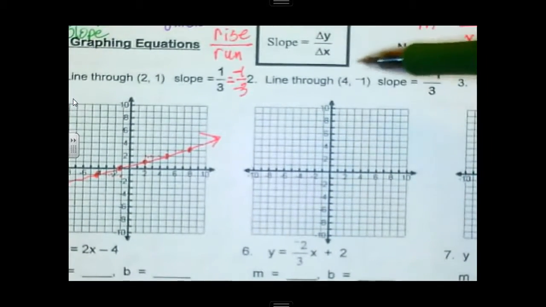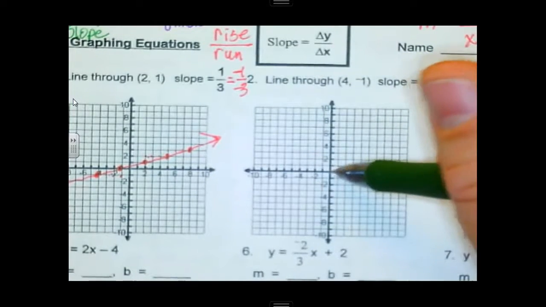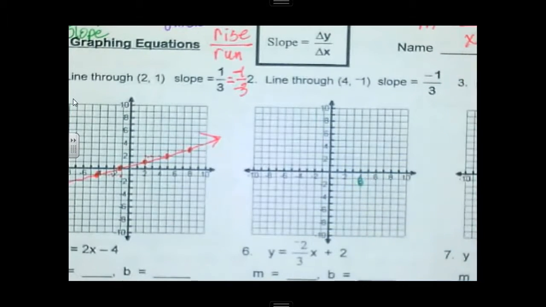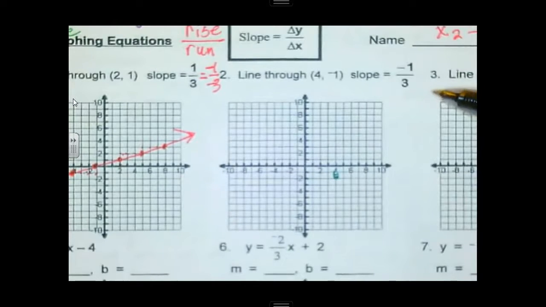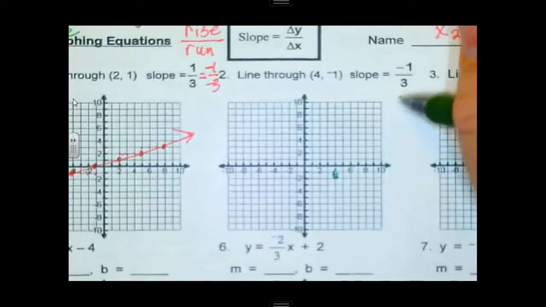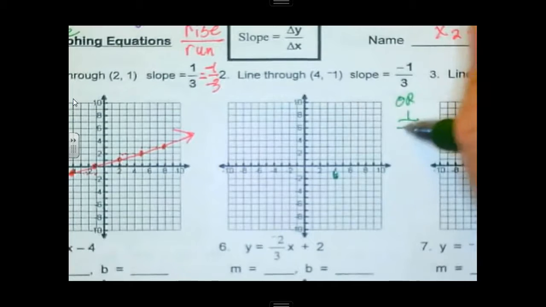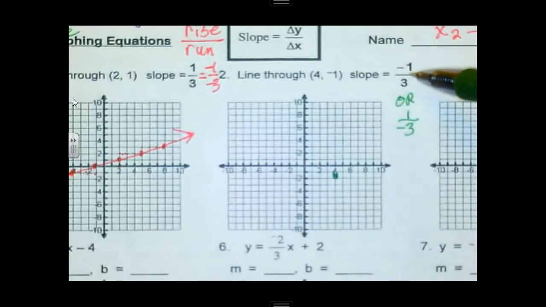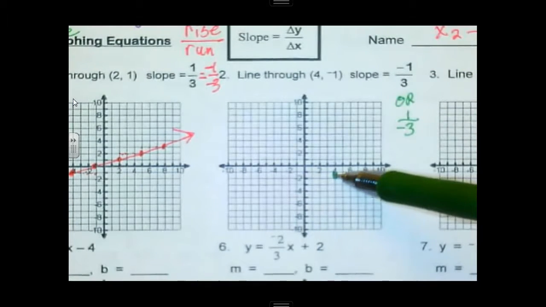All right, the next problem. Through the point 4 comma negative 1, so 1, 2, 3, 4, negative 1. My slope is negative 1 over 3 or 1 over negative 3. They're equivalent fractions, right? So if I use negative 1 over 3, that means I'm going to go down 1 to the right 3. Down 1 to the right 3.